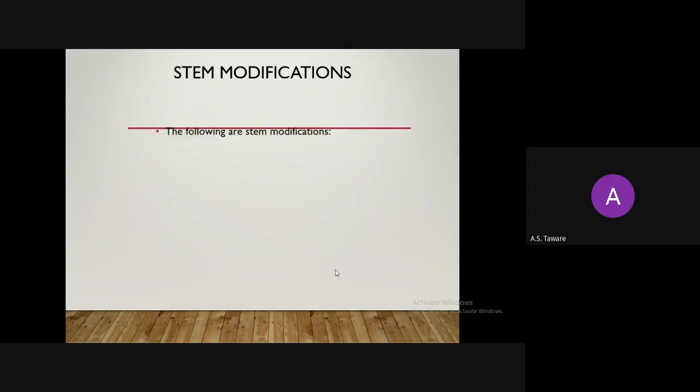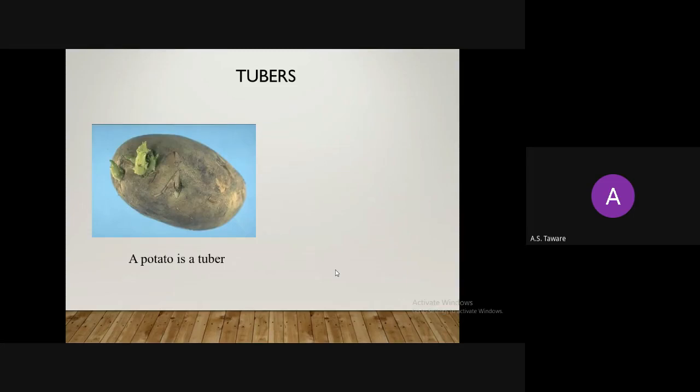The first we can go for is the tuber. This is one of the most common examples of the tuber. What is this? This is the potato tuber. Why is it included under the stem? Because it bears buds. These are the sprouts which are present over the potato. That's why it is known as a stem.